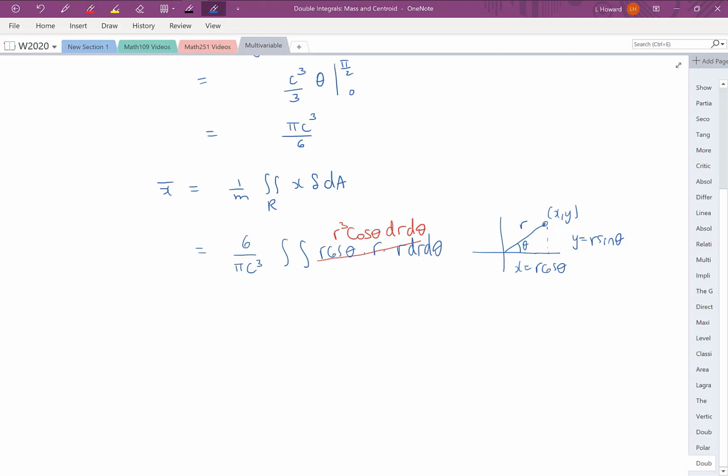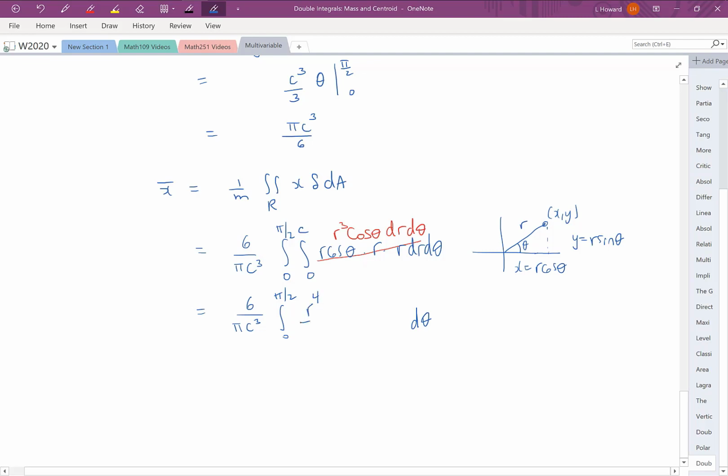Okay, and then we can put our limits of integration on there, same as we did above. So we set our radius values for our region, we're going from 0 to c, and our theta values, we're going from 0 to pi over 2. So with that, we're good to go with our integration. We've got 6 over pi c cubed. Keep our outside integral and outside differential on there. We're going to integrate with respect to r. So we'll have r to the 4th over 4 cos theta, and this is going to get evaluated at r equals c and then r equals 0.